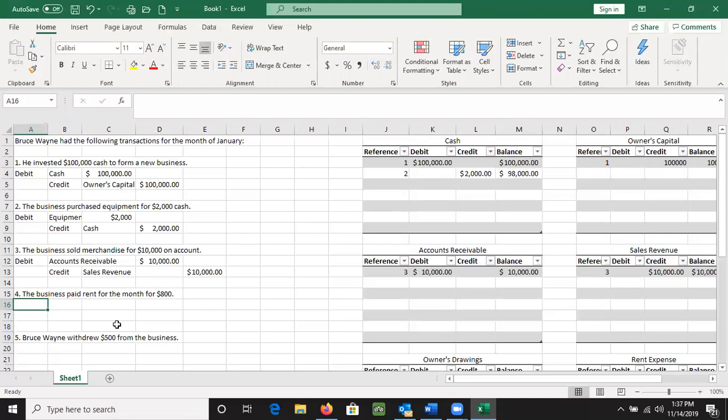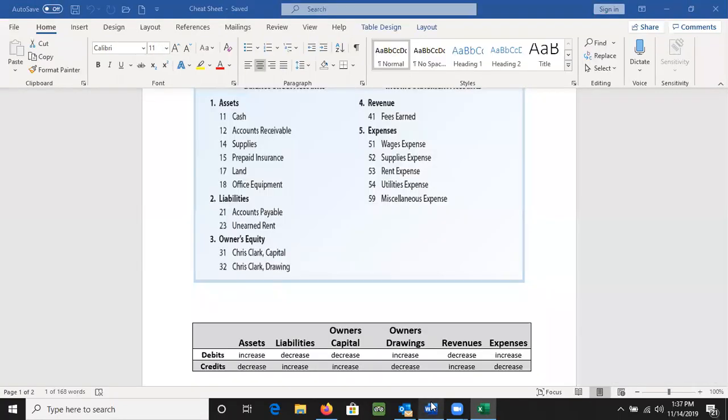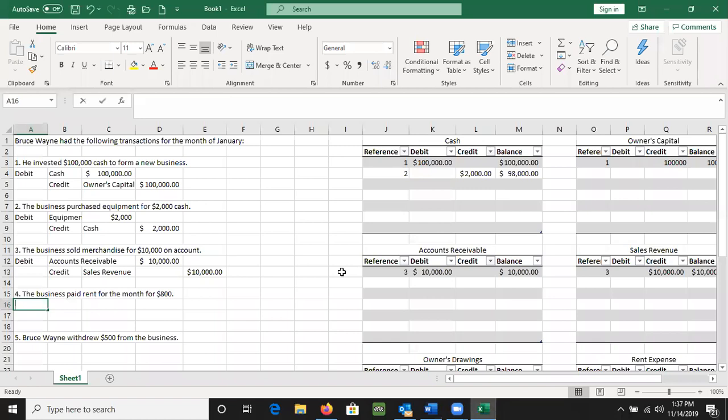So if you're going to pay an expense, the total value of your expenses increases. You can look here at the chart. There's an expense for basically every specific thing. Rent expense. So when you incur an expense, when you pay an expense, this account is increasing. So when expenses increase, you debit them. So we're going to debit rent expense. We want to be specific. $800.